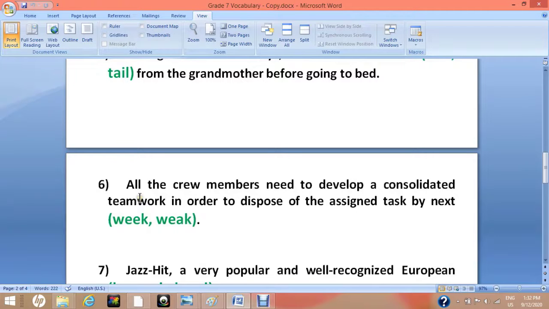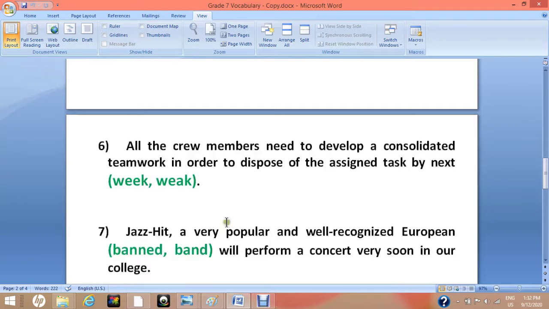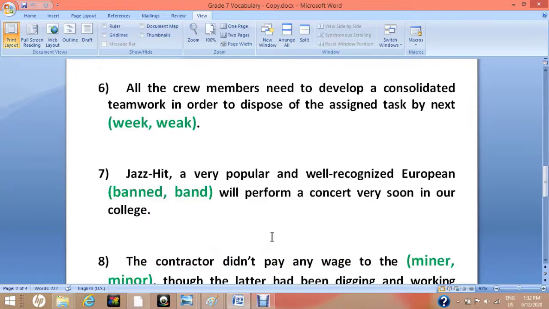Number 6. All the crew members need to develop a consolidated teamwork in order to dispose of the assigned task by next week or week. Number 7. Jazz It, a very popular and well-recognized European band will perform a concert very soon in our college.